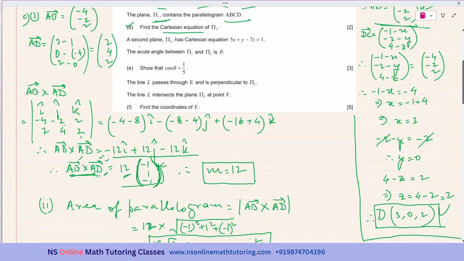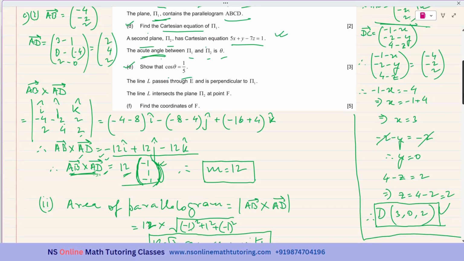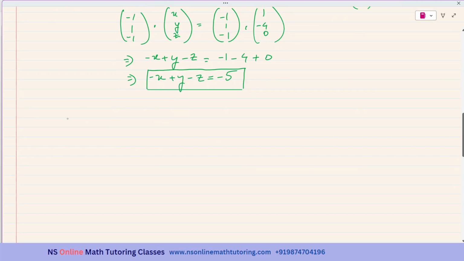Fine, we have answered part D. A second plane pi 2 has Cartesian equation 5x plus y minus 7z equal to 1, and the acute angle, this is important, between pi 1 and pi 2 is theta. The question is show that cos theta equals 1 over 5. First of all, let me write the equation of pi 2: 5x plus y minus 7z equal to 1.